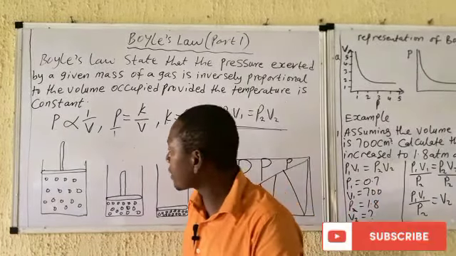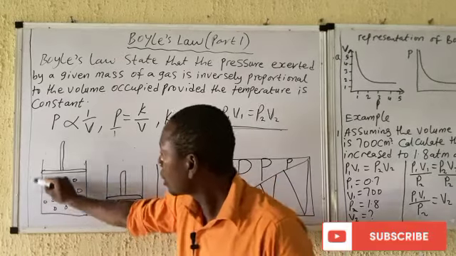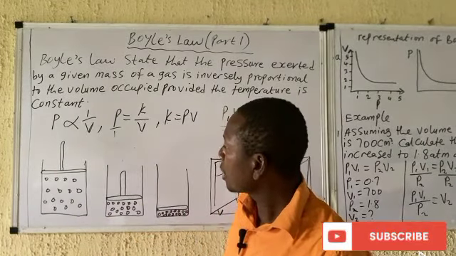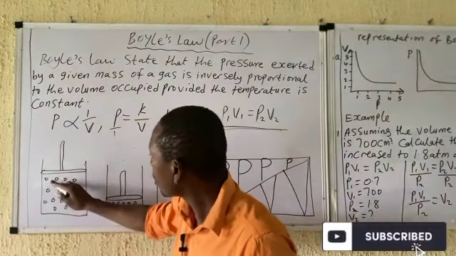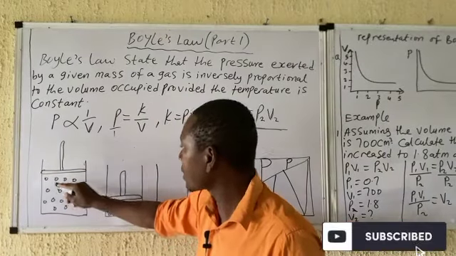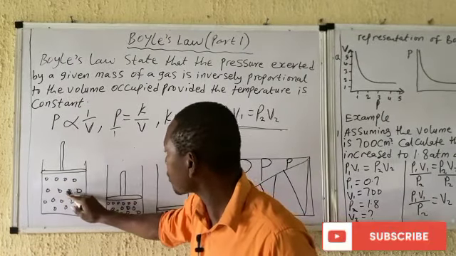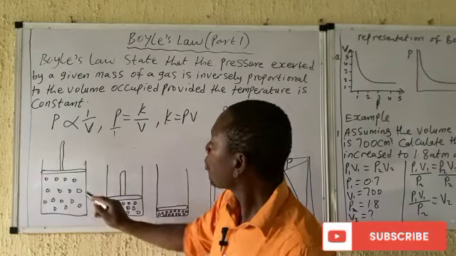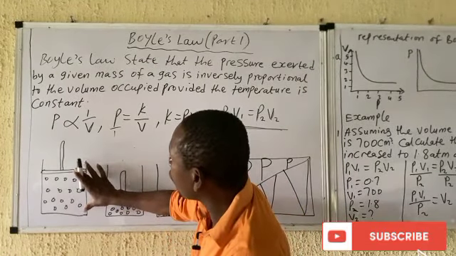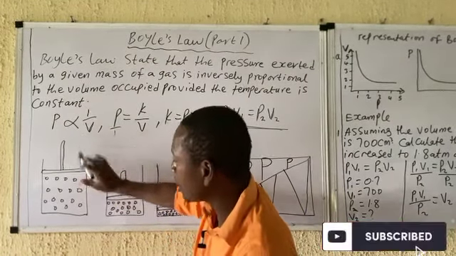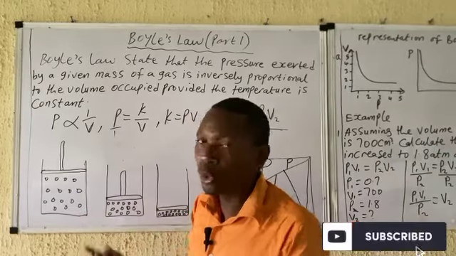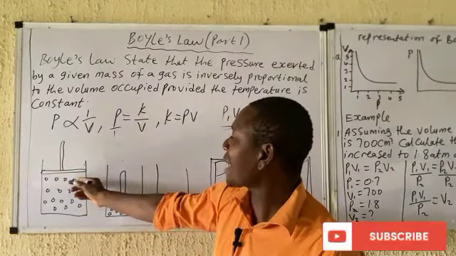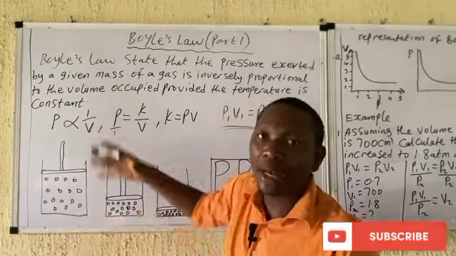Now take a look at this little container. We have how many atoms of gas in this place? 1, 2, 3, 4, 5, 6, 7, 8, 9, 10, 11, 12, 13, 14, 15. Now, the volume in this place is large and the pressure seems to be low. How do I know that the pressure is low? These gases, the atoms are spaced out.